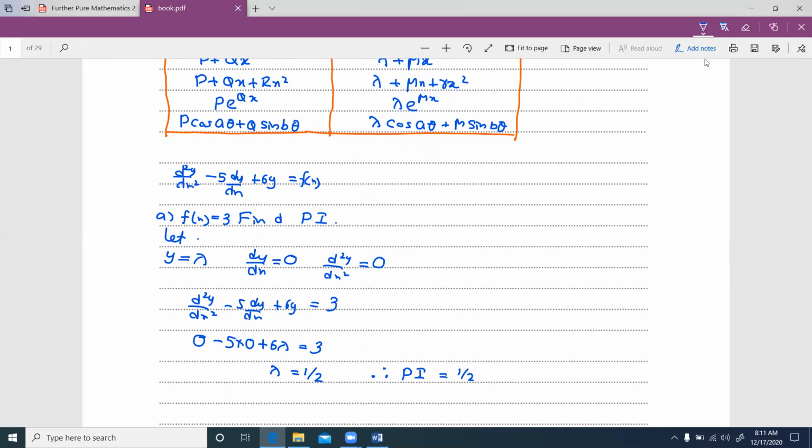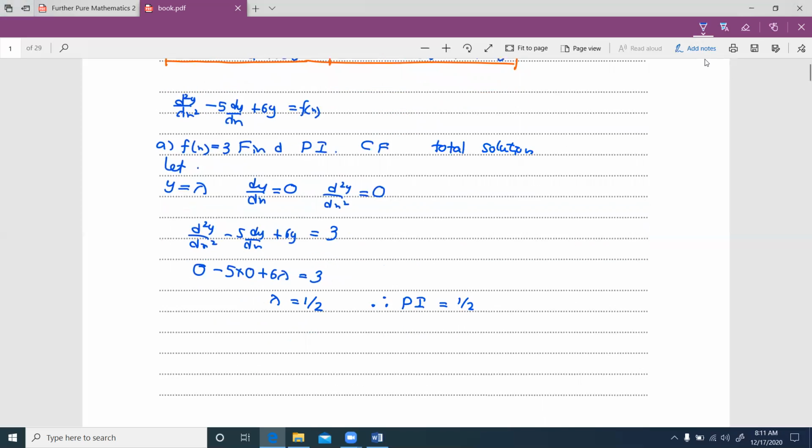Right? Okay. Then I'll break this question into the particular integral, and we will try to find the complementary function and the total solution. From the same question, I will show you how to find the particular integral, how to find the complementary function, and how to find the total solution. When you find this total solution, now you can understand this.